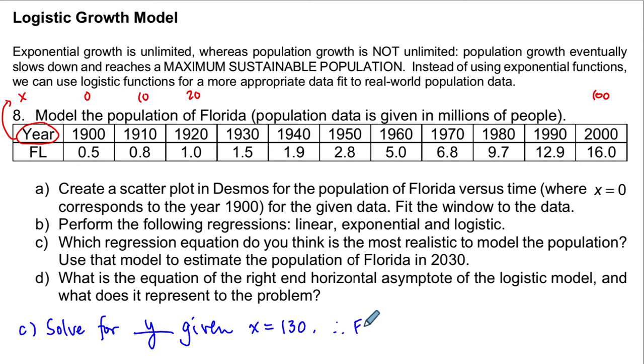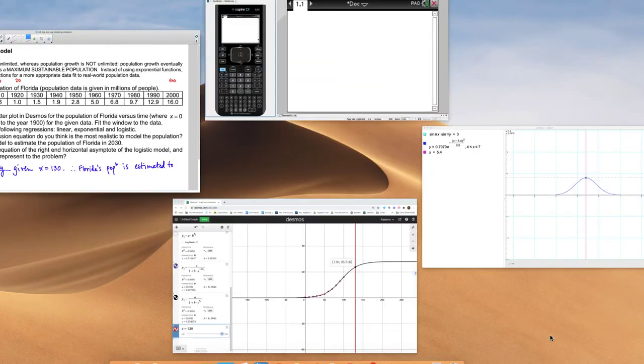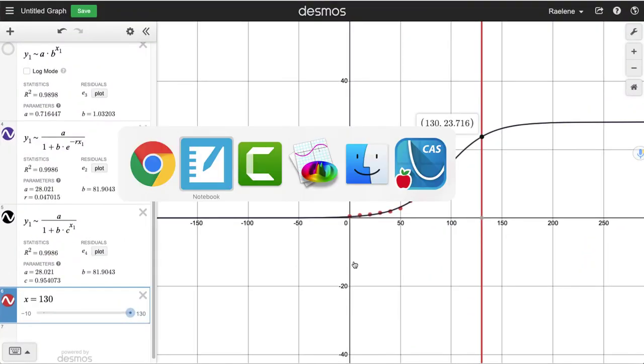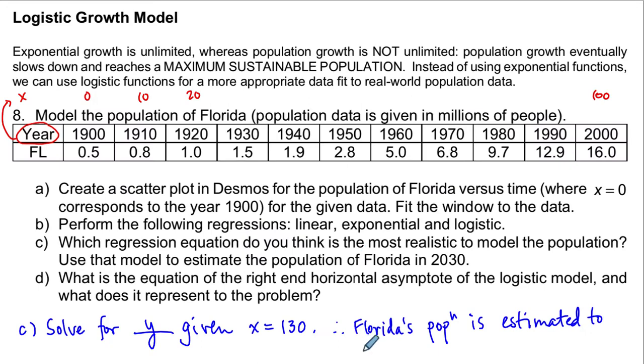So Florida's population is estimated to be, what did we say, 23.6? 23.7. And don't forget the million, or millions of people, or just simply 23.7 million people.